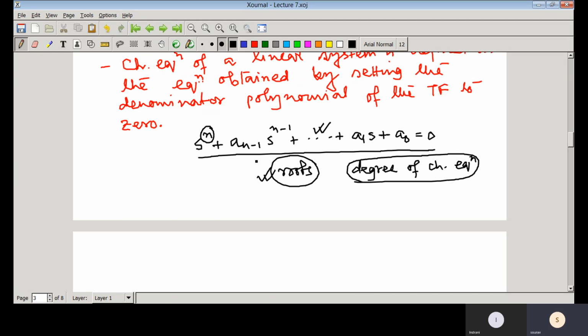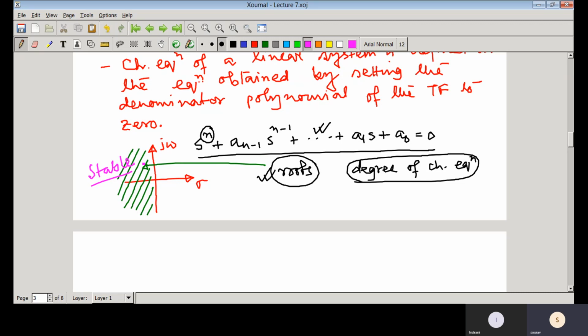If the roots of the characteristic equation lie in the left half of the complex plane, that means if you have the complex plane, this is that complex plane, that is sigma and that is j omega. So if the roots lie in the open left half of that complex plane, in this particular region, then the system is stable. That thing we'll be discussing in detail later.